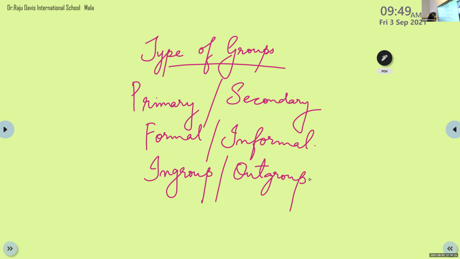Okay, have you heard of any of these groups before? There are 6 terms given here. Have you heard of any of these before? Yes? Formal, informal. Formal and informal we have heard. Okay. That's all?